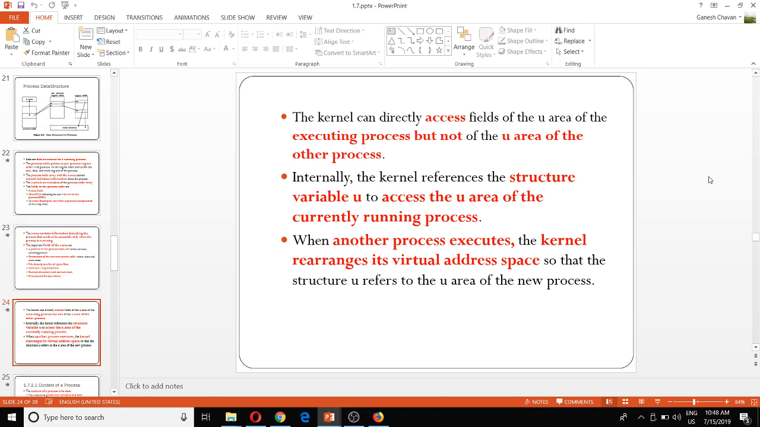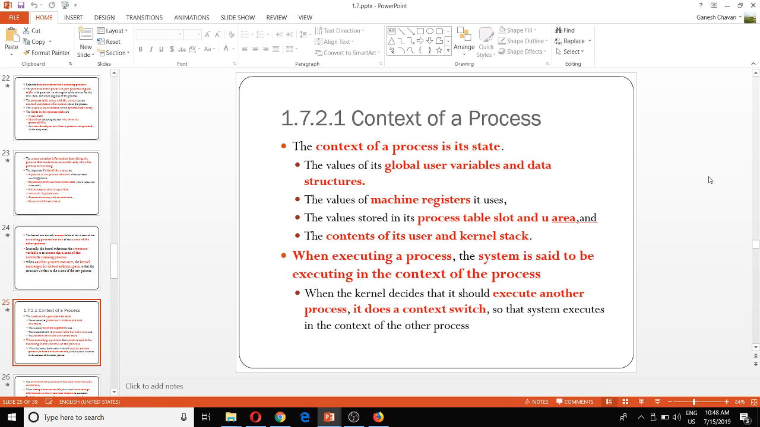The kernel can directly access the fields of the U area of the executing process but not of the U area of the other process. Internally, the kernel references the structure variable U to access the U area of the currently running process. When another process executes, the kernel rearranges its virtual address space so that structure U refers to the U area of the new process.